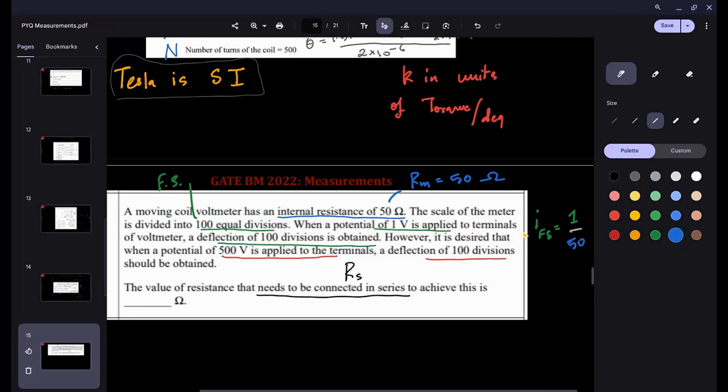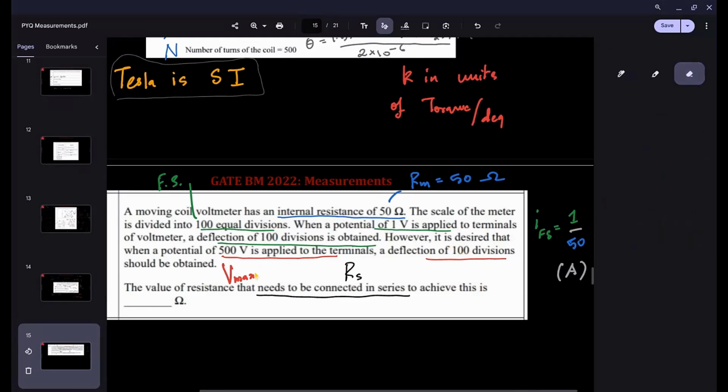I'm not explicitly writing the units on SI, amps. I got the full scale current from that. So we know RM, IFS. So what is this orange thing? 500 volts. So now this is your Vmax, because at 500 you want full scale. See, if it said, let's say, 50, this would be Vmax by 2. But it says at 500 you want 100. So this is Vmax.